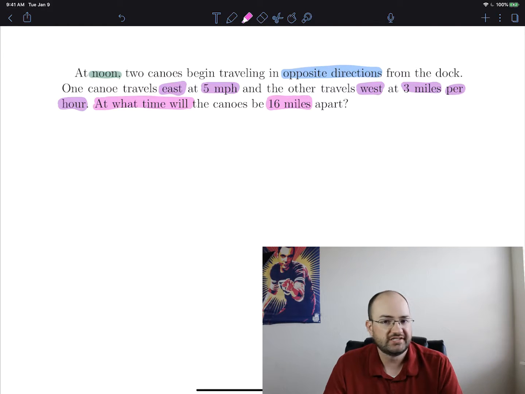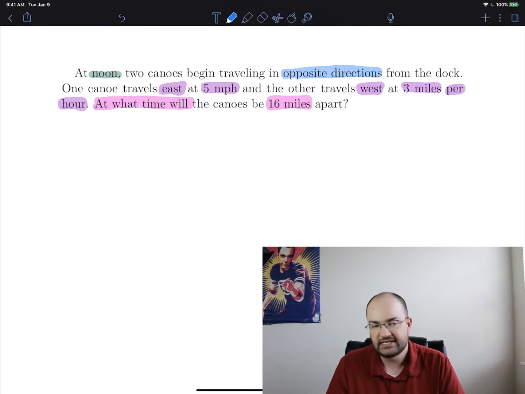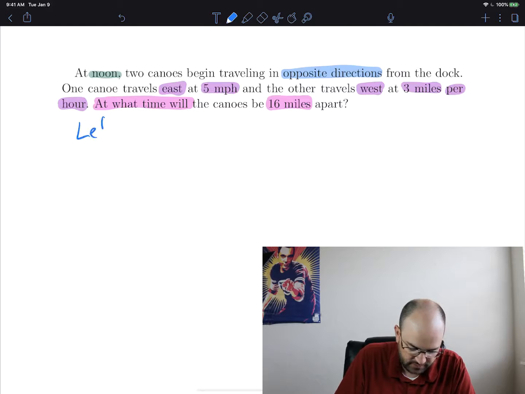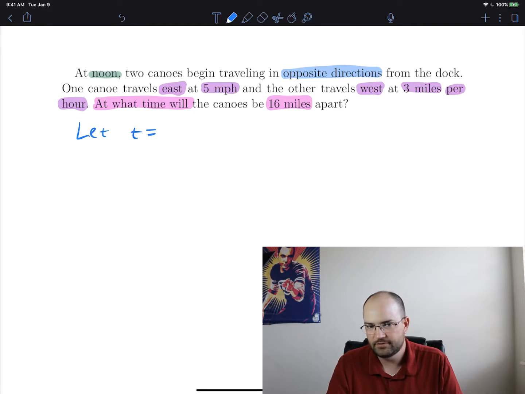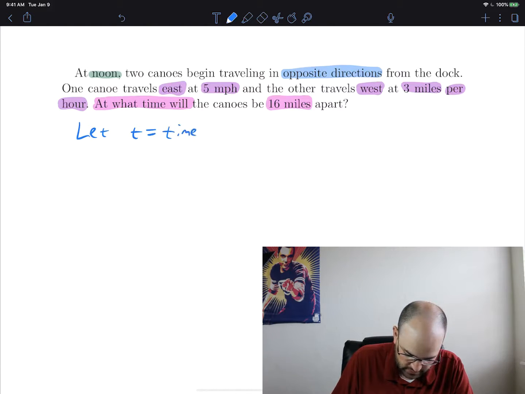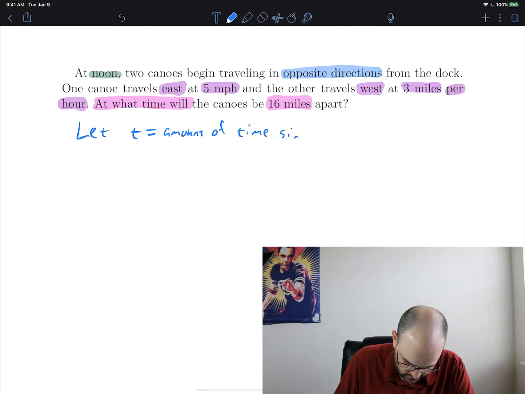Okay, so our question is asking us at what time will they be 16 miles apart? That means that I need to define a variable. So let t equal something. Now, I can't say that it's the time that they will be 16 miles apart, but I can define time as the time that they have been traveling. So let t equal the amount of time since departure.